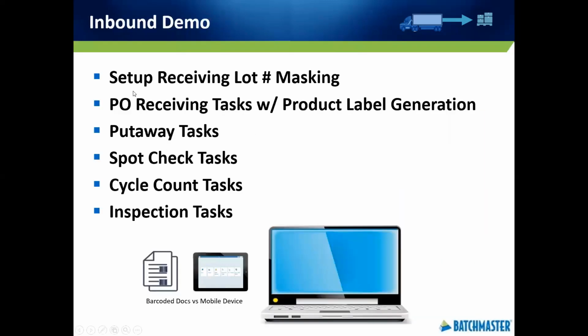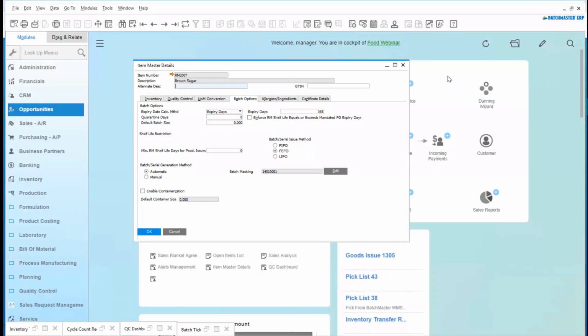Show us how to set up a receiving lot number mask. And again, that's how to associate a vendor manufacturing lot number to our internally generated lot number. He'll address receiving a PO line item and generating product labels, and then go through the put away tasks, spot check, cycle count, and inspection tasks. So with that said, let me hand it over to Caleb.